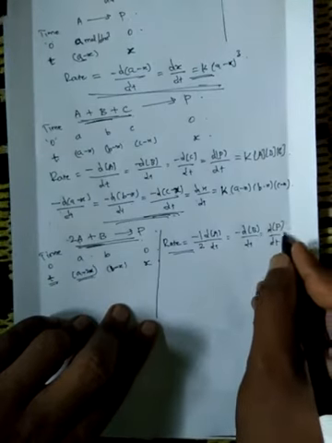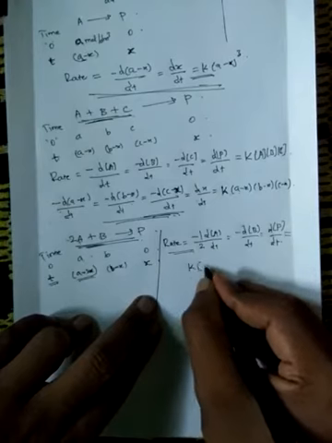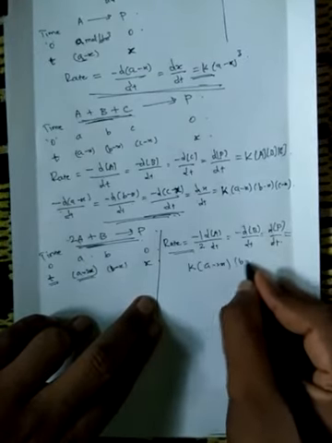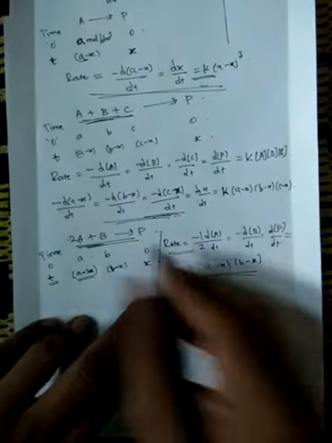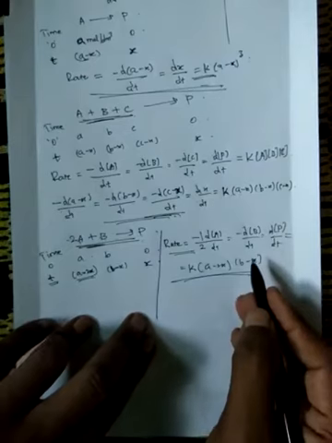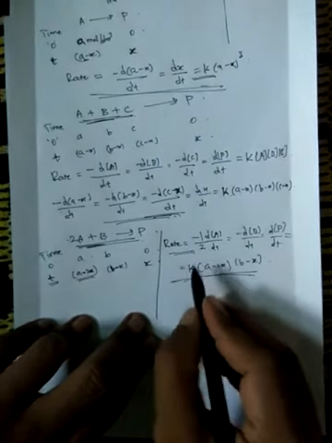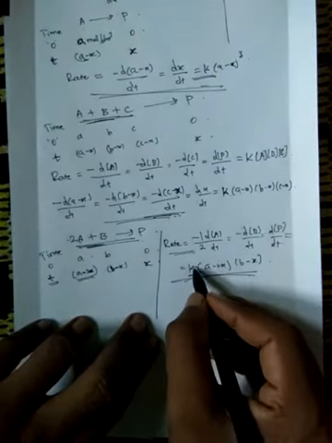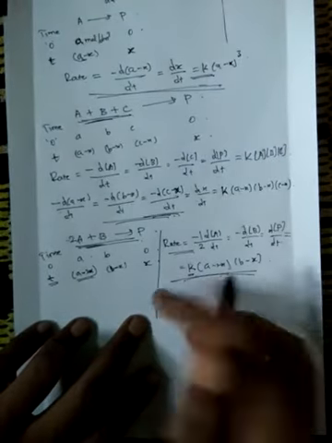This is equal to K times (A minus 2X) and (B minus X). This is the rate equation for this type of reaction. So you have to integrate this equation to get the rate constant equation, or to get the expression for rate constant. So I'm not going to do it.